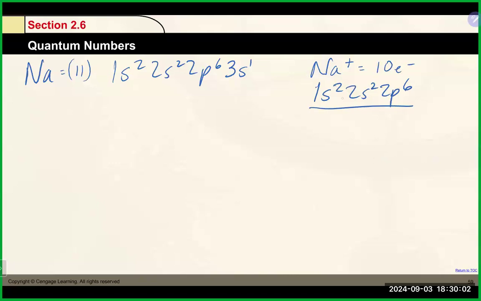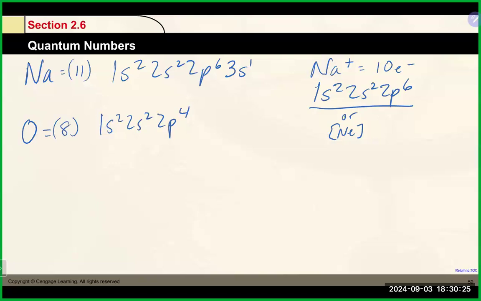Who on the periodic table is 10? That is also neon's configuration, right? Now, we could have something like oxygen, which as we did earlier has 8 electrons with no charge, 1s2, 2s2, 2p4.